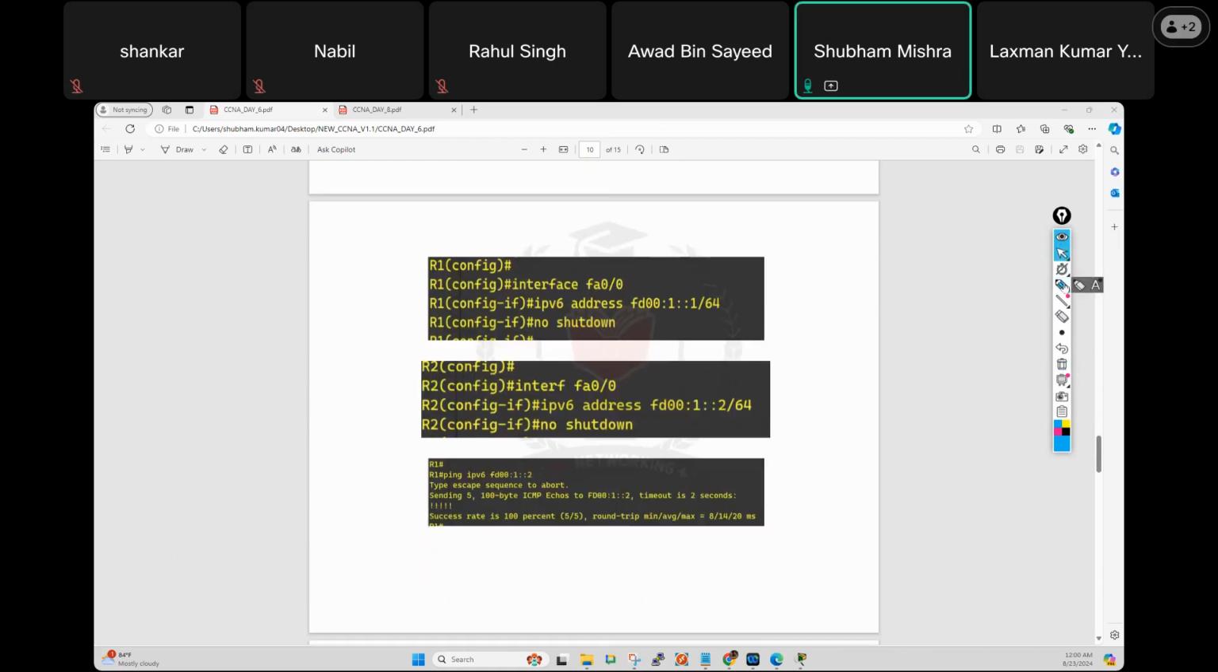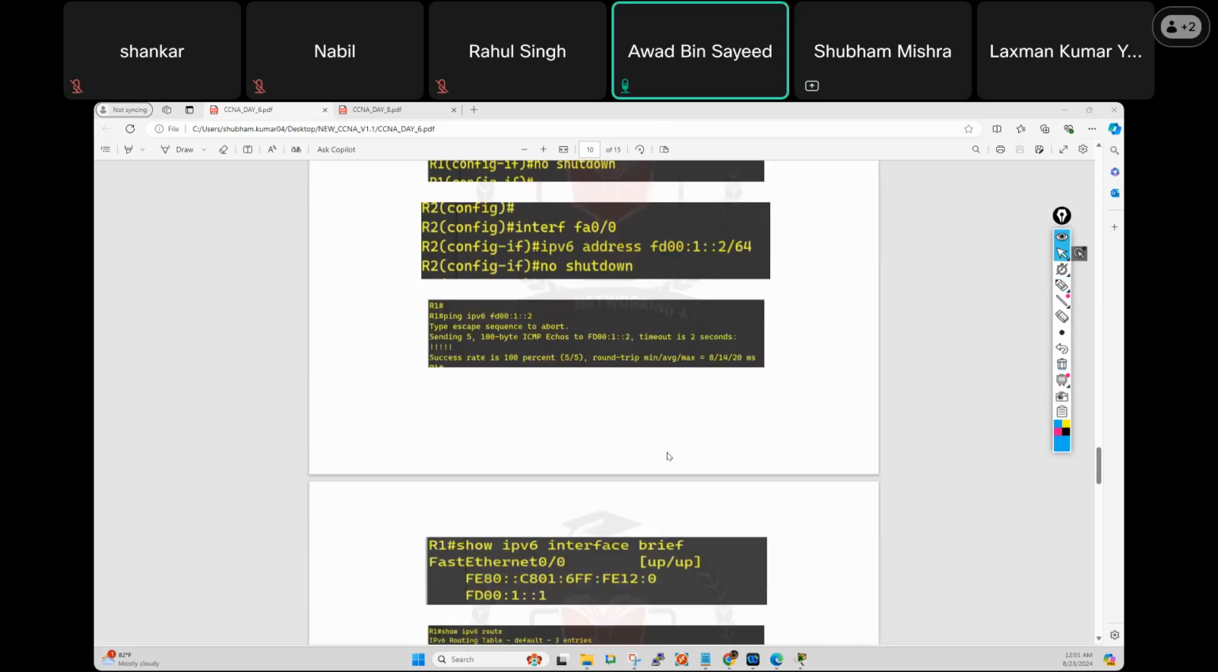What is the command? The first command: I am on router number 1. I write interface FastEthernet 0/0. I write ipv6 address, then I write this address, slash, and after that you have to write the prefix length. So this is the way we can configure. And after that you have to write the no shutdown command. Same here on R2.